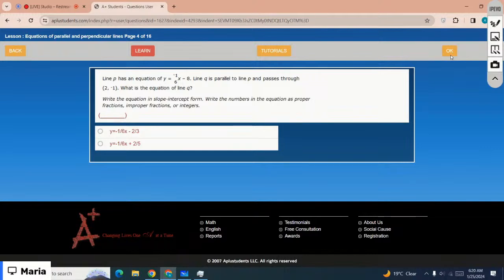Line P has an equation of y equals negative 1 over 6x plus negative 8. Line Q is parallel to line P and passes through the point 2, negative 1. What is the equation of line Q? So which is the correct option? They are parallel, so they must have exactly the same slope. Their slope must be negative 1 over 6. So you have to calculate using the point.